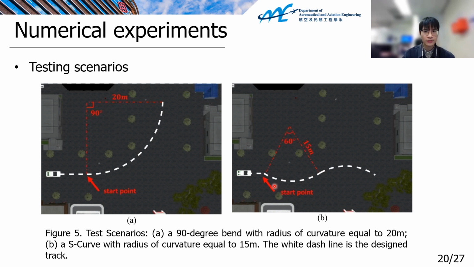In the experiment, we design two scenarios. One is the 90-degree bend with a radius of curvature equal to 20 meters. Another is the S-curve with a radius of curvature equal to 50 meters. And the white dashed line is the design track.